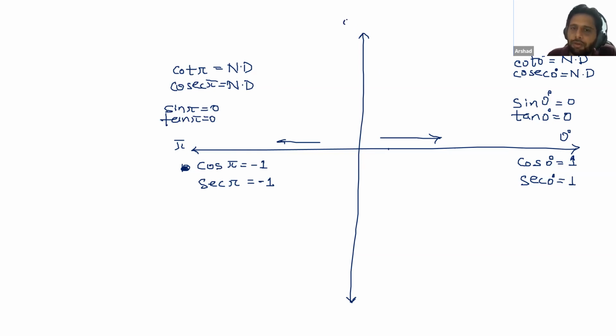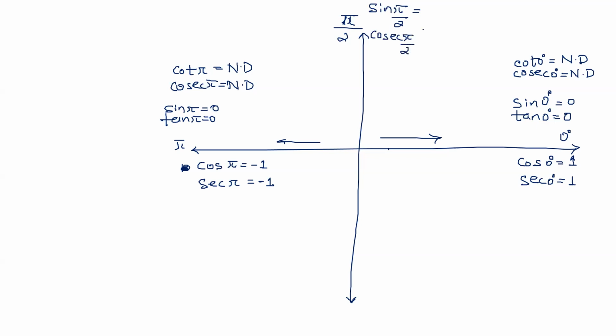Same thing with pi by 2. For 90 degrees, you always remember the value. But if I ask you about 3 pi by 2, you start getting confused. So who can tell me? Abdul, what is the value of sine pi by 2? Pi by 2 is 90 degrees, so sine 90 is 1.